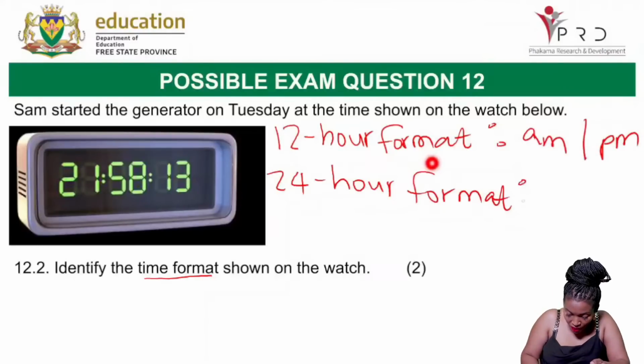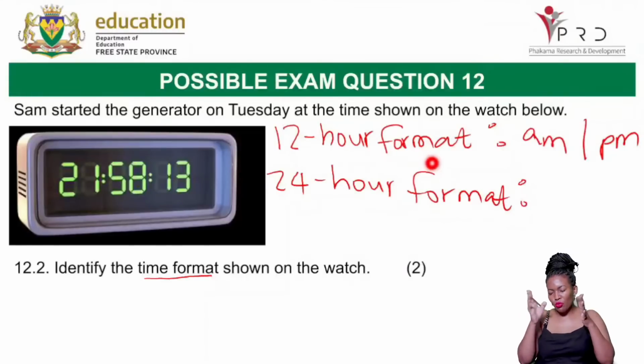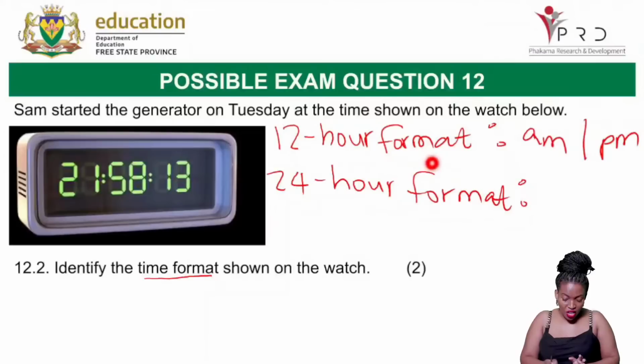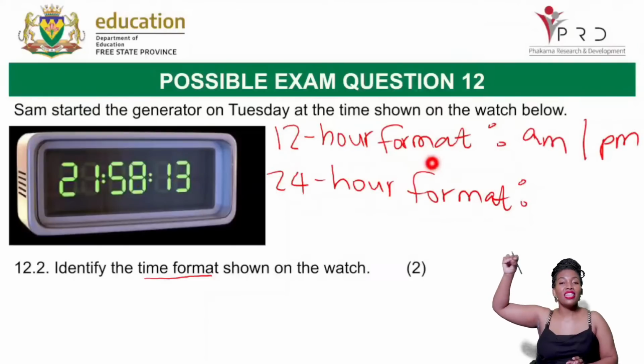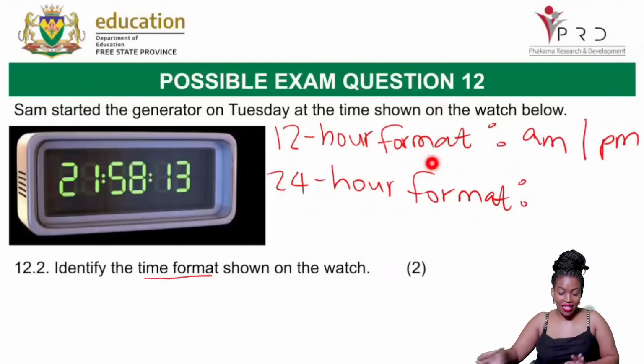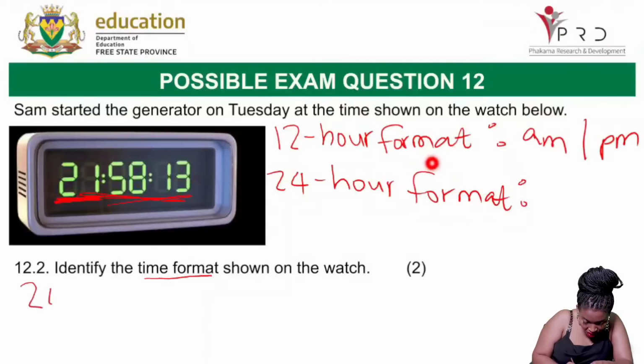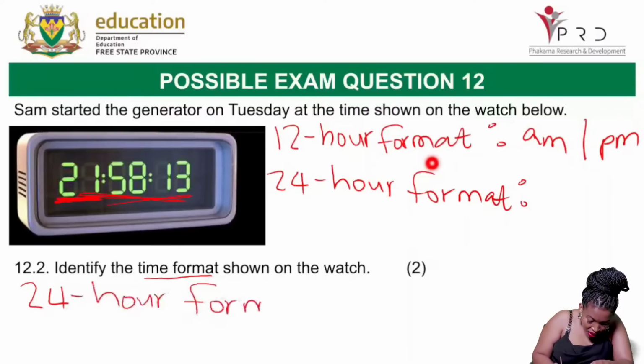Whereas with the 24-hour format, the morning is between 0:00 and 11:59 during the day. The afternoon is from 12:00 until 23:59 in the evening. That is the 24-hour format. So the fact that it is 21 here, it is more than 12. So that means that this is the 24-hour format. So the time format that is shown there is the 24-hour format. Don't forget this.